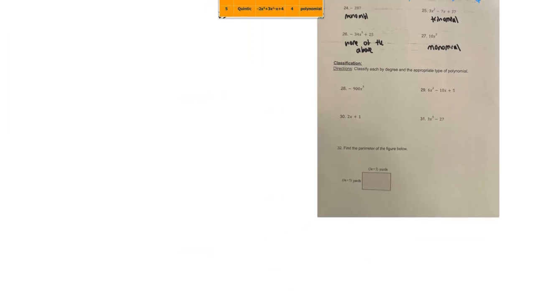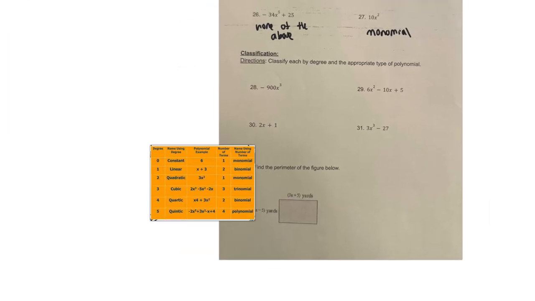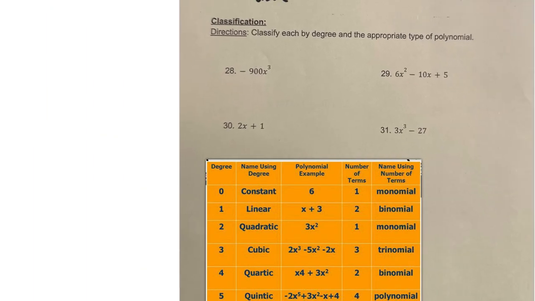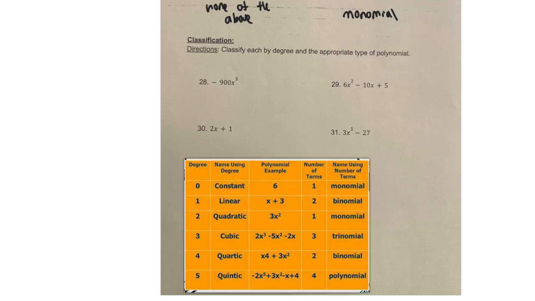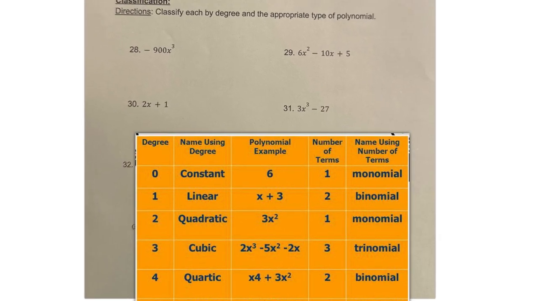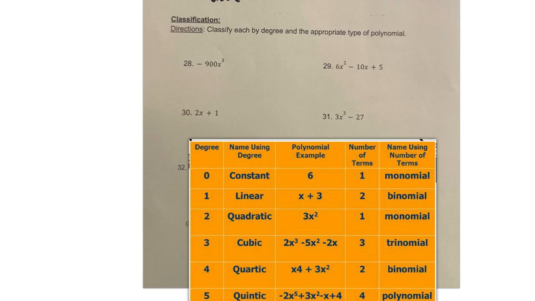Okay. So over here, classify each by degree and the appropriate type of polynomial. So in other words, they want the first word. There's going to be two words for each. The first word comes from this column, and the second word comes from this column. So for my student watching, yes, unfortunately, you do have to memorize this stuff. But it is what it is.